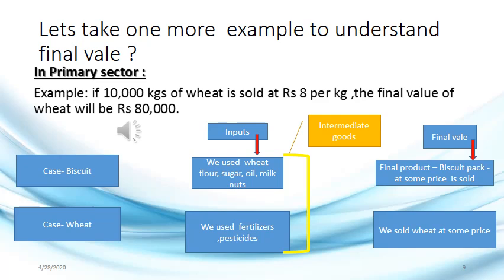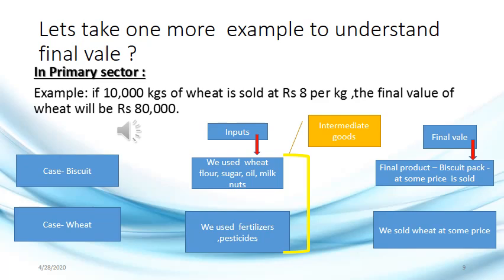Take an example in your country. We produce 10,000 kgs of wheat and we sold it in the market, as a final product. Then we are selling this wheat, whatever we produced, at rupees 8 per kg. So the final value of wheat will be 8,000 rupees.